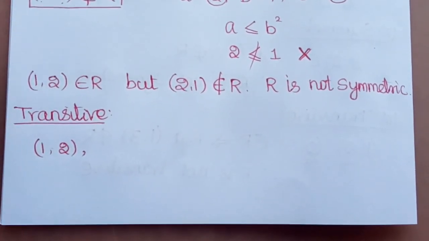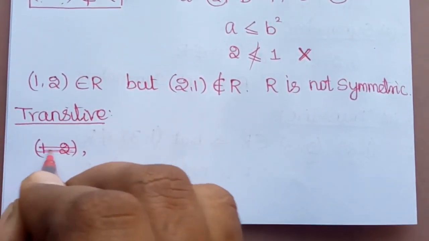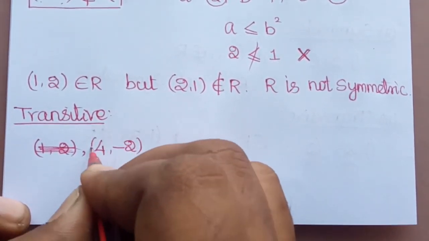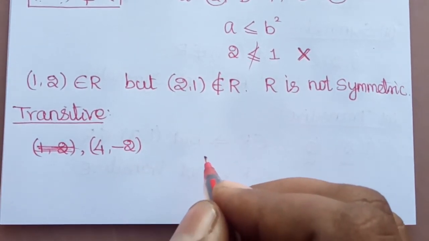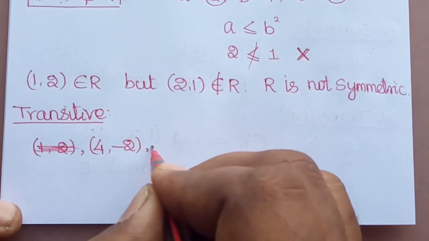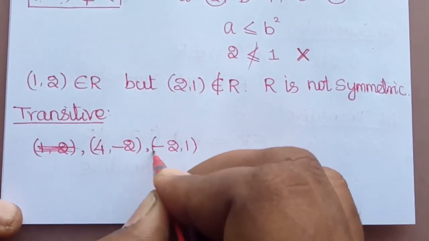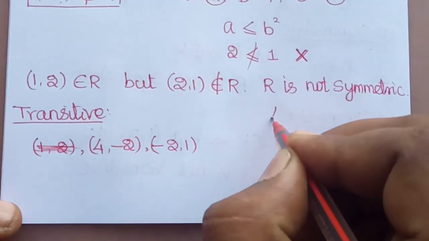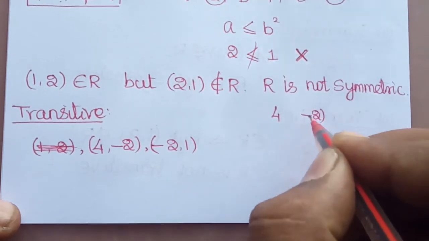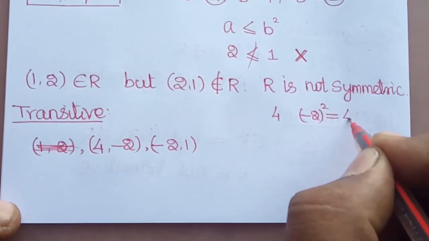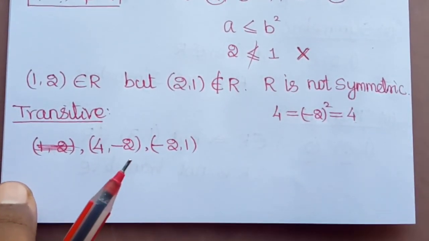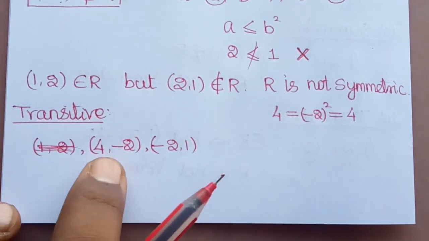Okay, now we check the transitivity condition. For the transitivity condition, we take two elements. The first element is (4, -2), then another element (-2, 1). We want to check whether these elements belong to R or not. First number is 4, and here (-2) square value is equal to 4. So equal to also satisfies the condition. So the first one belongs to R.